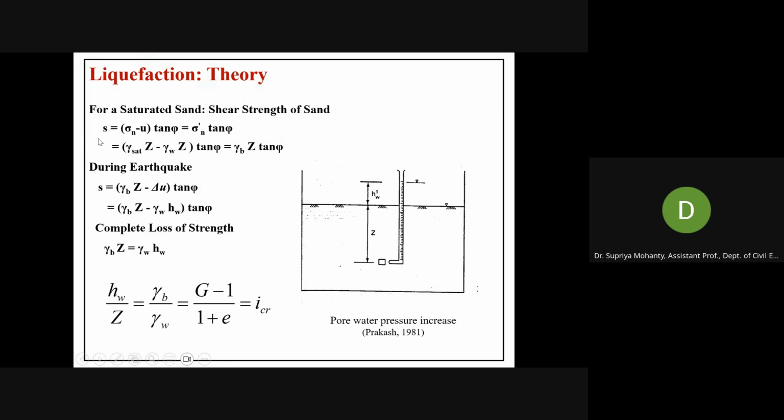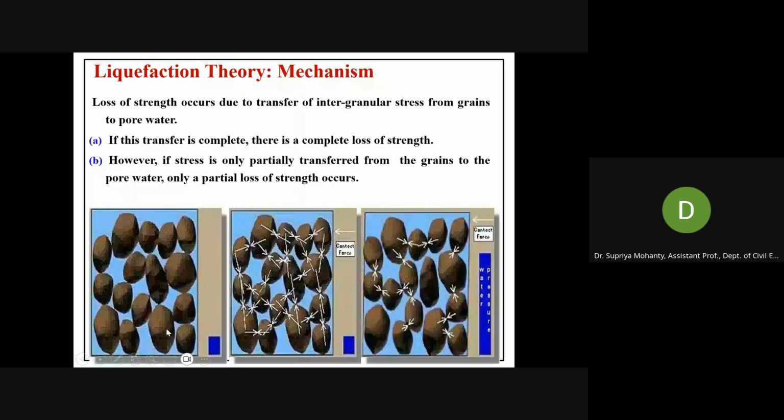So for sandy soil, there is no cohesion. So your shear strength depends on your effective stress and friction angle, sigma n dash tan phi. And when this sigma n becomes zero, your shear strength will be zero, and the soil will behave like fluid. So effective stress is total stress minus pore pressure. When this pore pressure increases under dynamic or earthquake loading condition, when it matches the total stress, then there will be complete loss of strength and stiffness of the soil. In that case, the hydraulic gradient is treated as the critical gradient.